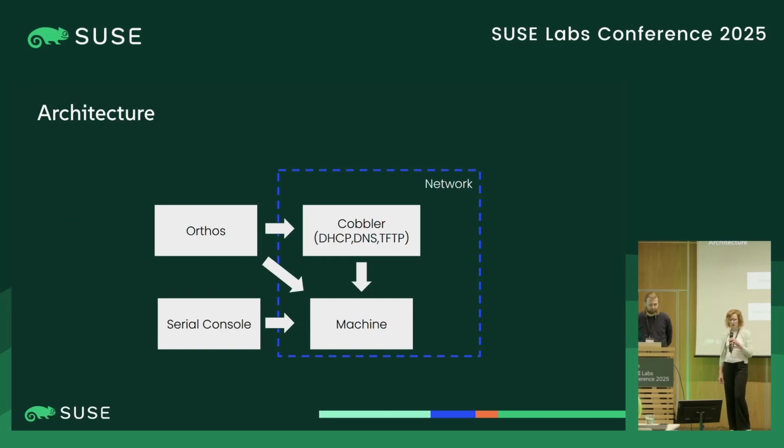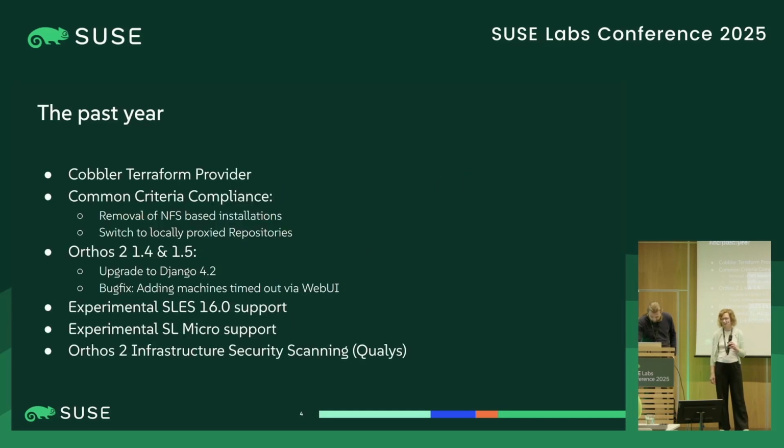Right, I can explain it for sure. So we have serial console, which has direct access to machine, and Orthos can use Cobbler for installation of machines, or you can use the direct installation as you wish. Next slide. Yes. That was already it about the architecture.